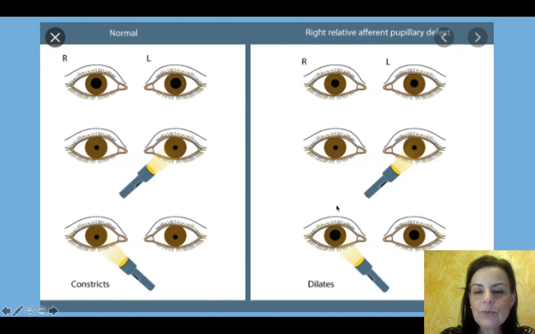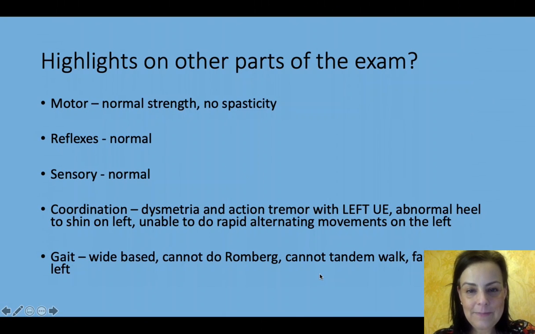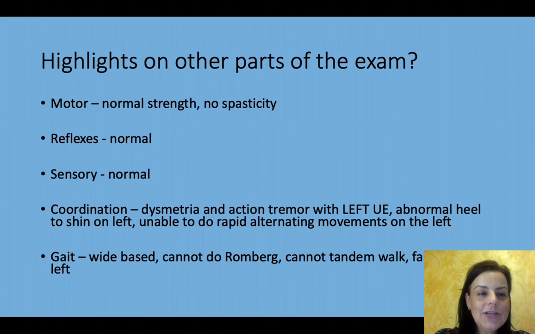However, if we have a patient with a right-sided afferent pupillary defect, like our patient, we shine the light first in the normal eye, the left eye, and both pupils constrict. Then we shine the light in the right eye, the abnormal eye, and that pupil dilates because it's no longer getting the light input because the optic nerve is scarred. And there's no consensual response either in the left eye. So basically, if we were swinging the flashlight back and forth between the eyes, we would see constriction, dilation, constriction, dilation. Okay, so she has that finding.